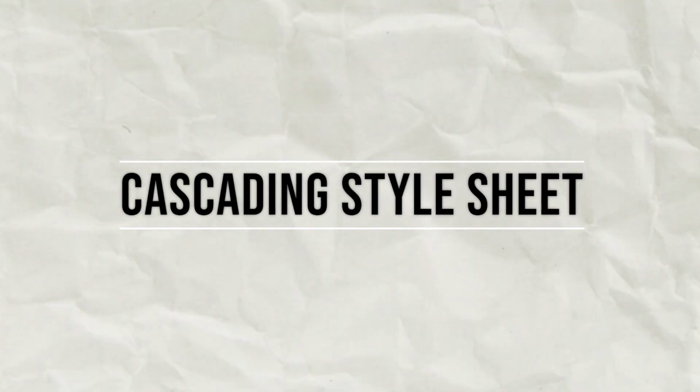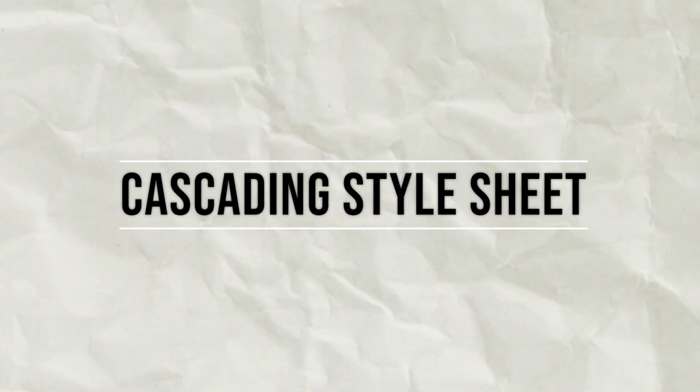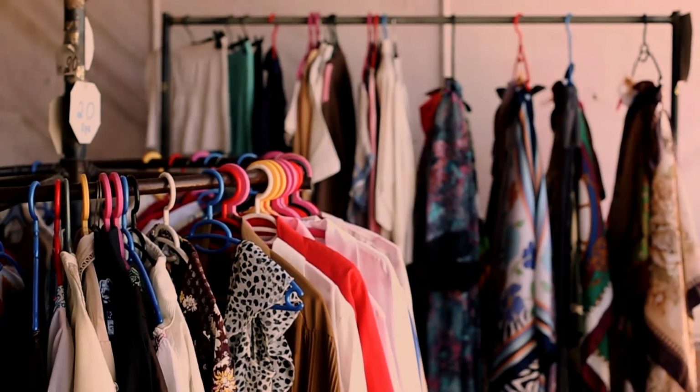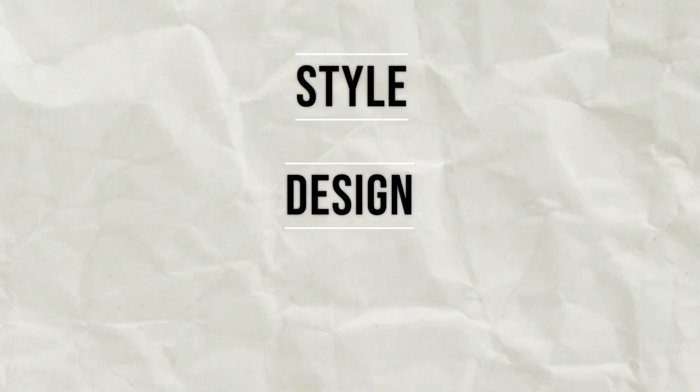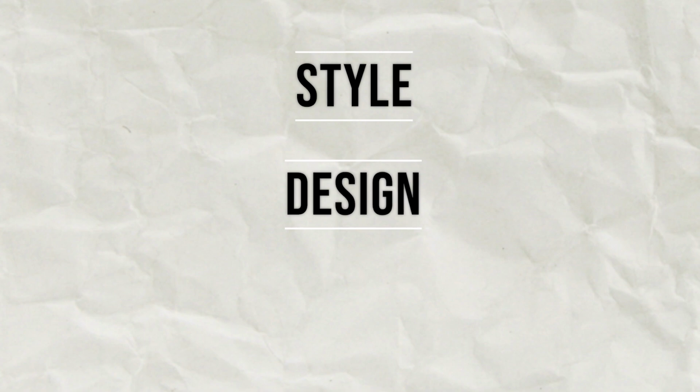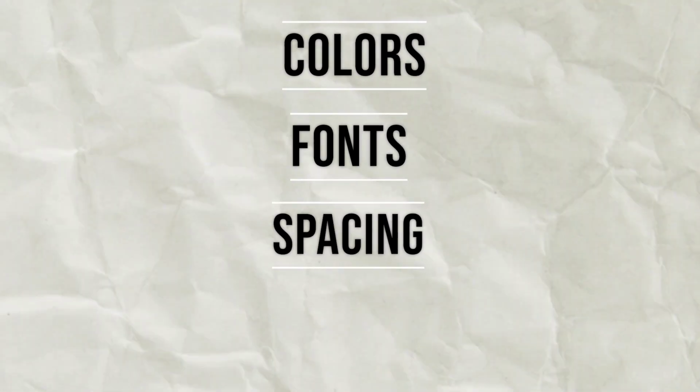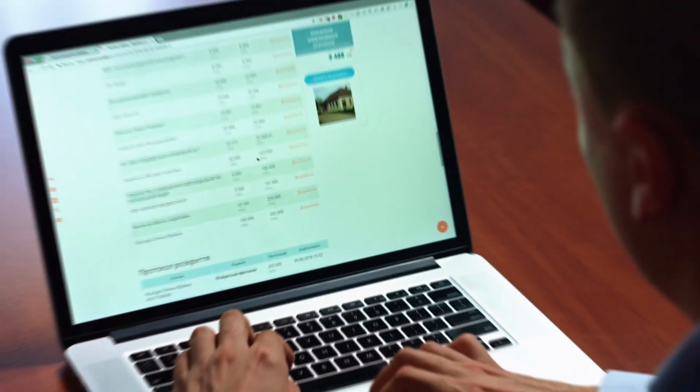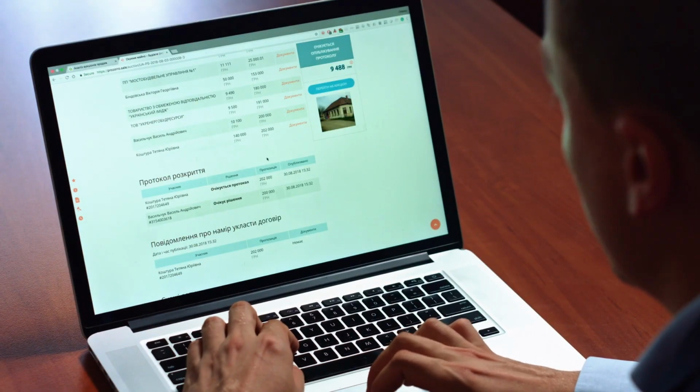Now moving to CSS, or Cascading Style Sheets. CSS is like clothing and makeup. It adds style and design to the HTML structure. With CSS, we can change colors, fonts, spacing, and layout. It's what makes a website look beautiful and user-friendly.